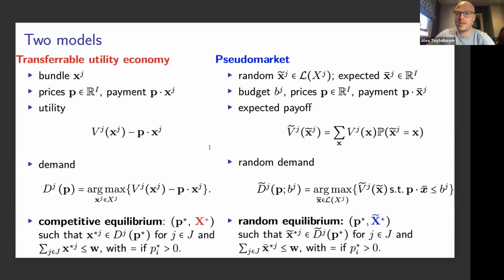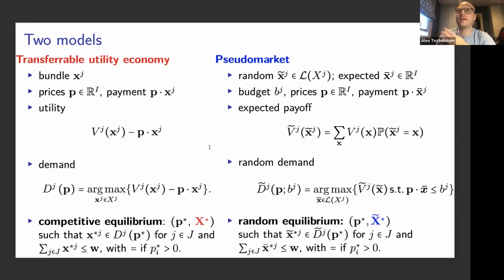A lottery to each agent, such that the lottery is in each agent's random demand, right? It's an expected payoff maximizing lottery, and markets clear in expectation. So here I'm only requiring the markets clear in expectation. Okay? So this is very weak, right?